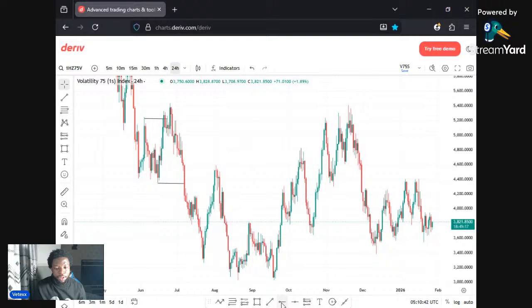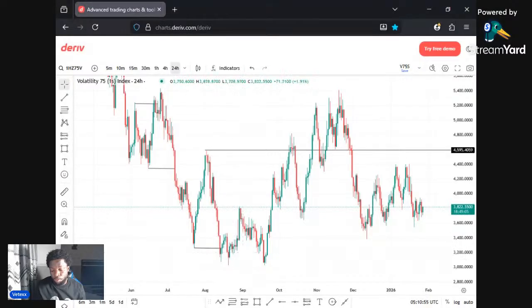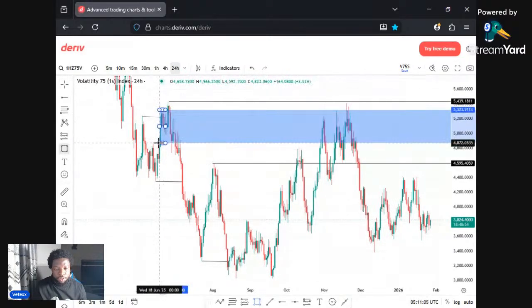Rule number three, price retraces 50% to give us structural liquidity, which is this. Rule number four, price takes out the newly created low, giving us the second break of structure. Okay, now this becomes our protected high. The whole of this zone becomes our point of interest.